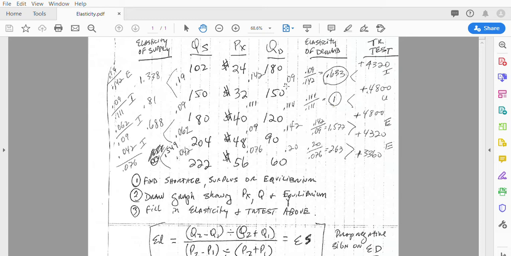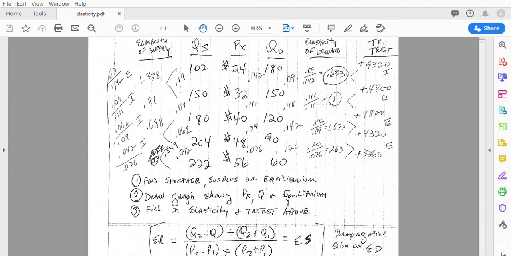How do I confirm that? By the total revenue test, the TR test. I take the 180 times 24, and I was making 4,320 at 24. When I raise to 32, I'm now making 4,800. I am actually making money. I am inelastic.